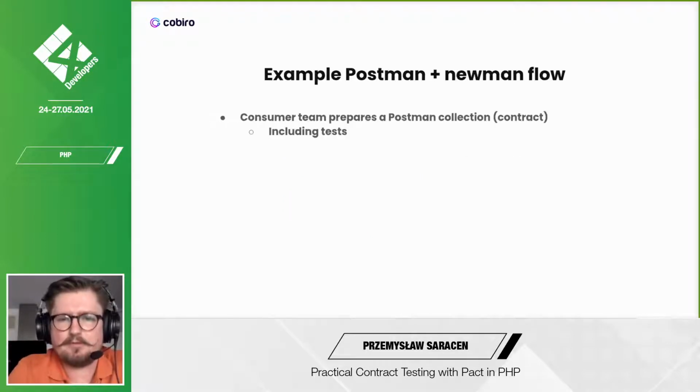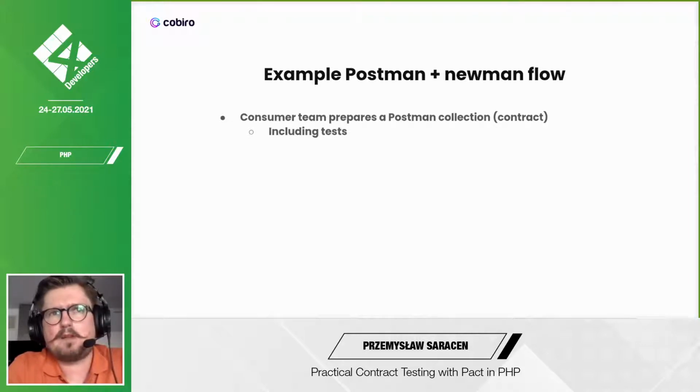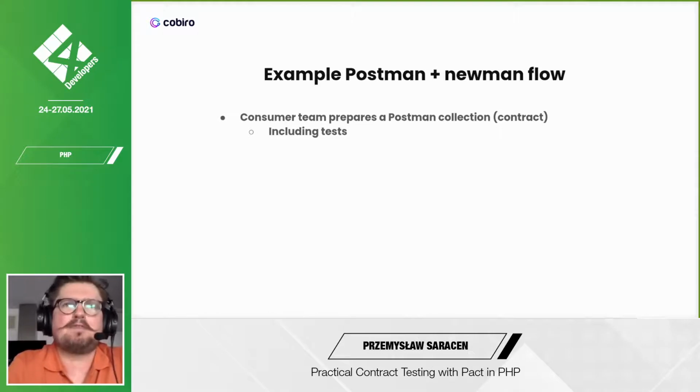But let's talk about the flow and how we can use it. So, for example, as I said before, both sides of the equation can prepare the contract. In this example, I've decided to go with the consumer team preparing a Postman collection, which can be defined as a contract. And it will, of course, include tests.